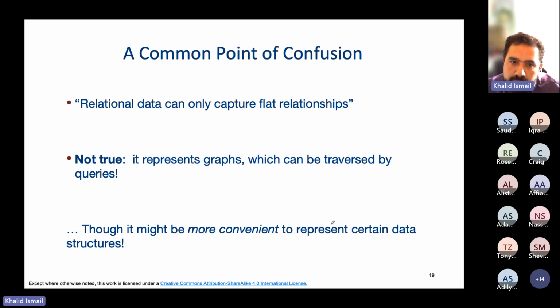There is some common point of confusion. So relational data can only capture flat relationship. That's not actually true. So the tables simply represent the relational data, which can represent graphs as well, which can be traversed by queries.